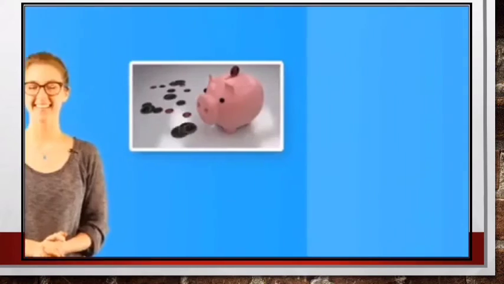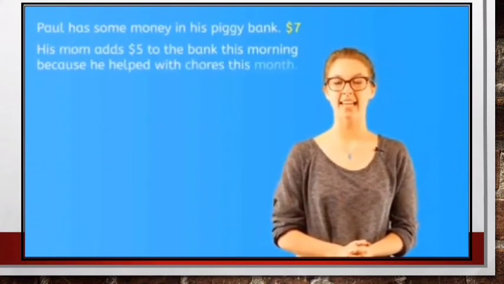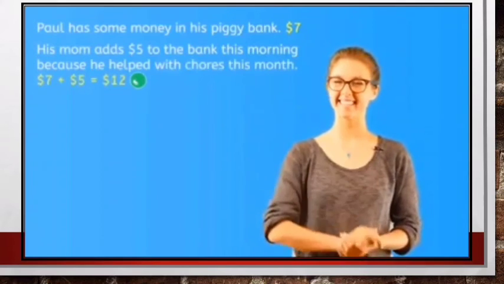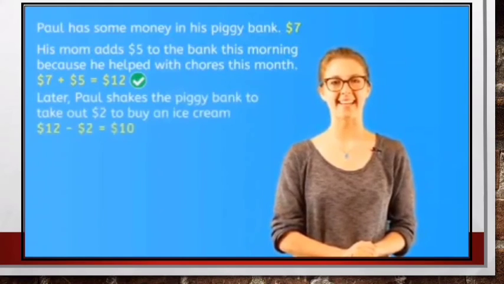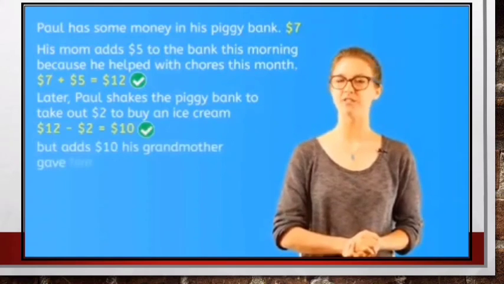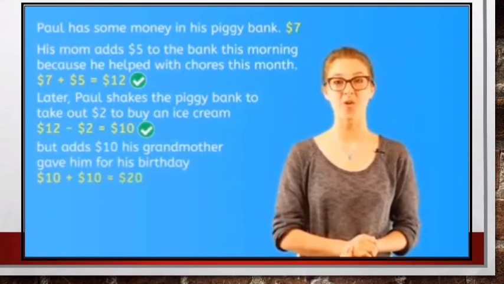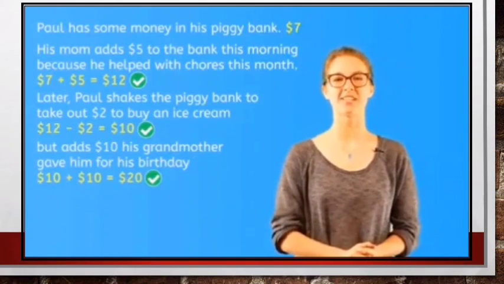It is always best to check your answer, especially when you've worked backwards to solve it. The best way to check is to now solve it by working forward. Let's do it quickly together. If Paul starts with $7 and his mom adds $5, that gives him $12. Check. He takes out $2 for ice cream. That means he then had $10. Check. He adds the $10 his grandmother gave him. That makes $20. Check. That's correct. Paul definitely had $7 when he started his day.